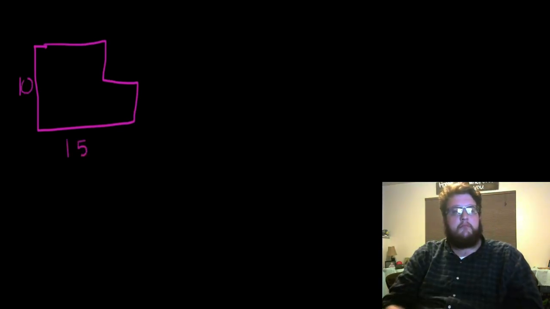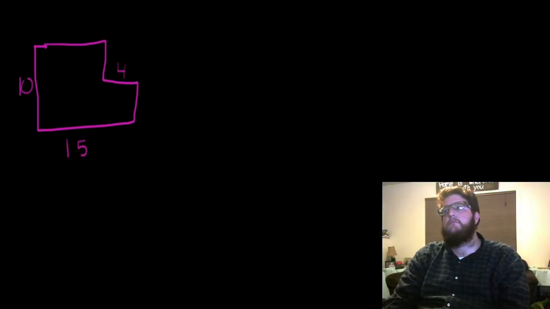Alright, number 3 gives us this sort of odd-shaped box thing. I'll go ahead and draw it out for us. And it gives us some of the parameters. It says that this is 10, this is 15, this is 4, and this is 6. And they're all in meters.